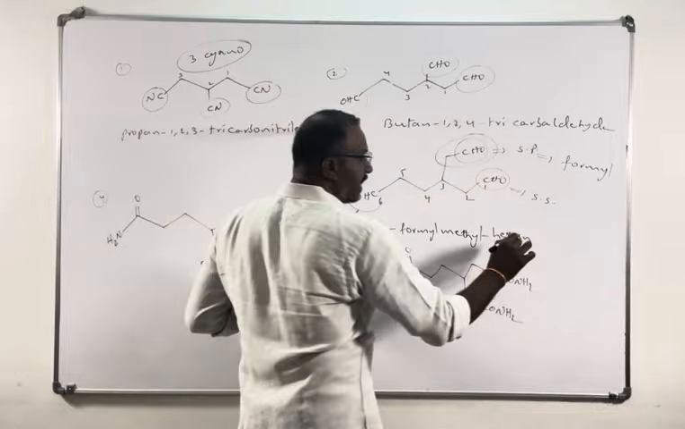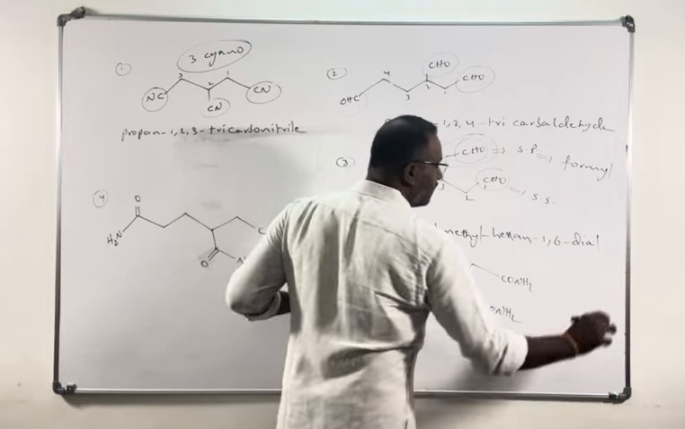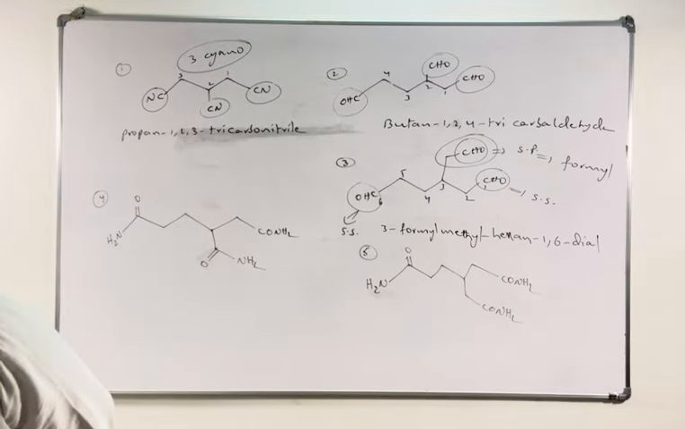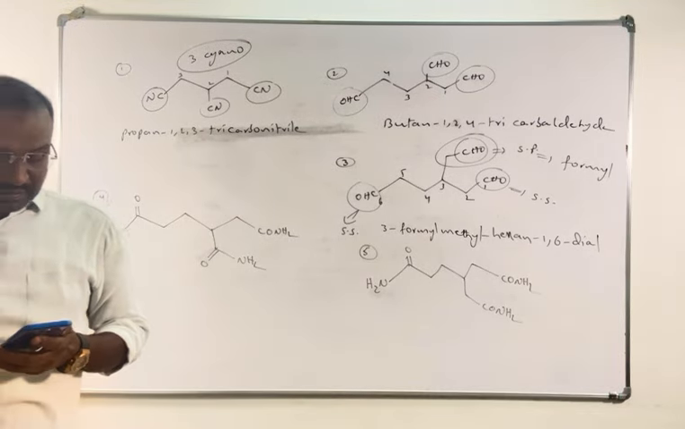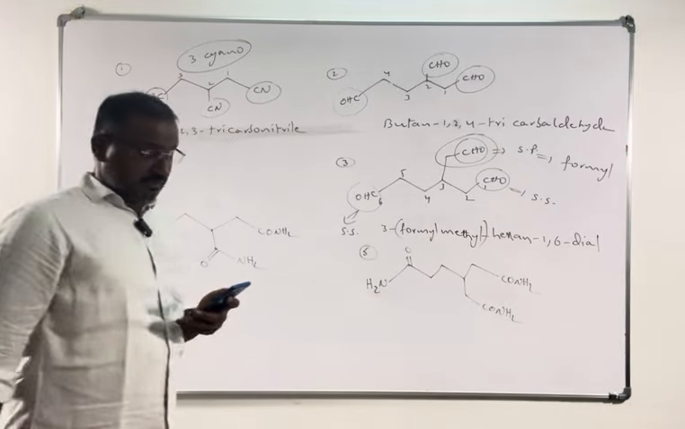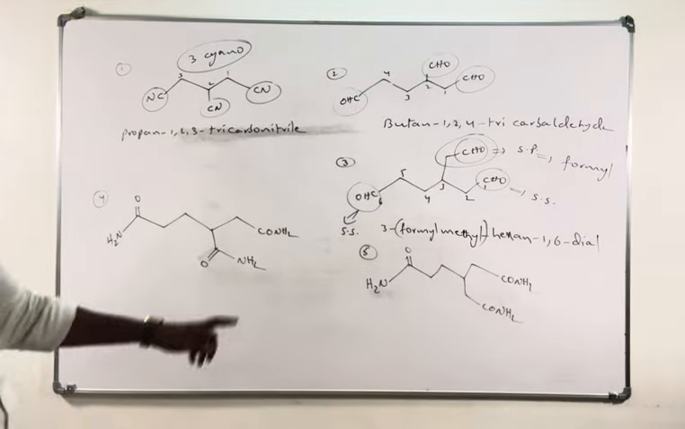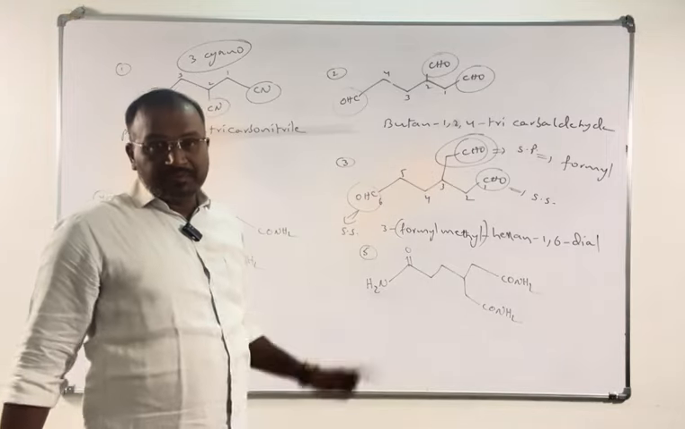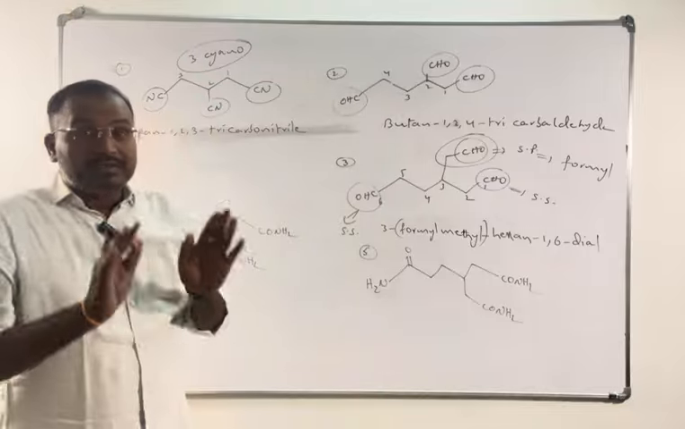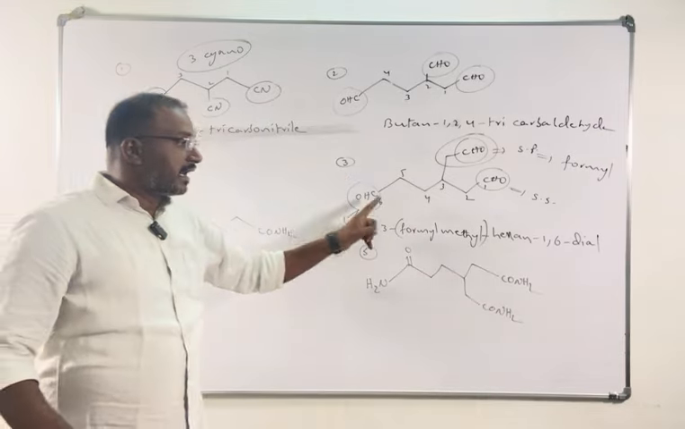Then root word, 6 carbons are there, so hex; only single bonds are there, so ane; and this one has 2, that is 1 comma 6 di, al will come. Now we have to write the secondary suffix, so dial. Let me confirm that molecule: 3 formyl methyl, you can write that in parenthesis, then hexane 1 comma 6 dial. The reason is it is not directly attached to the main chain, so this comes under the secondary group. Here it is attached to the main chain, so I have not included it in that.